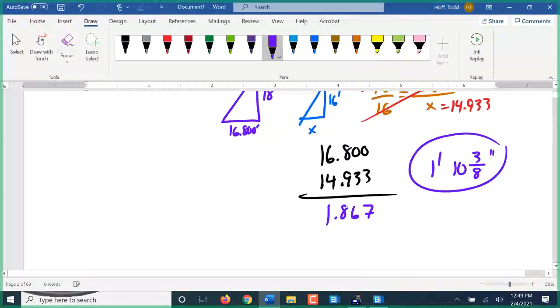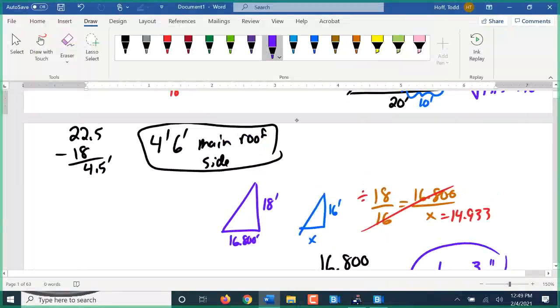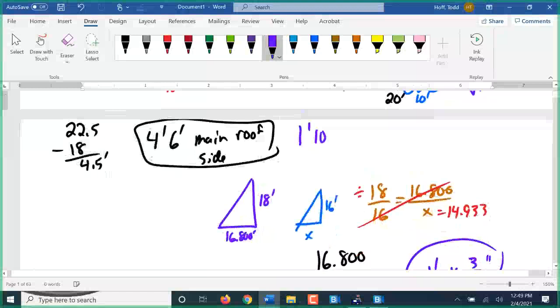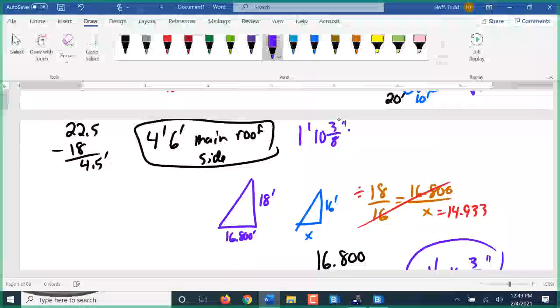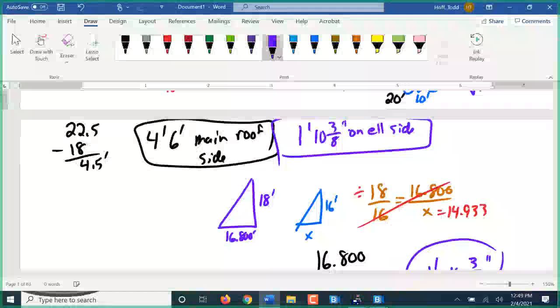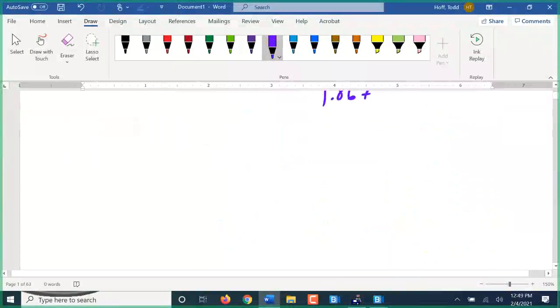So our decreases. We have 4 foot 6 inches on the main roof side, 1 foot 10 3/8 inches on the L side. Well, quite a mouthful there just for that. The next step was stairways.